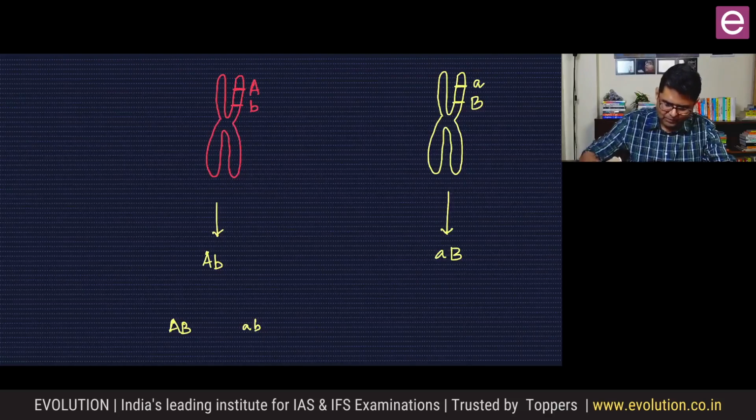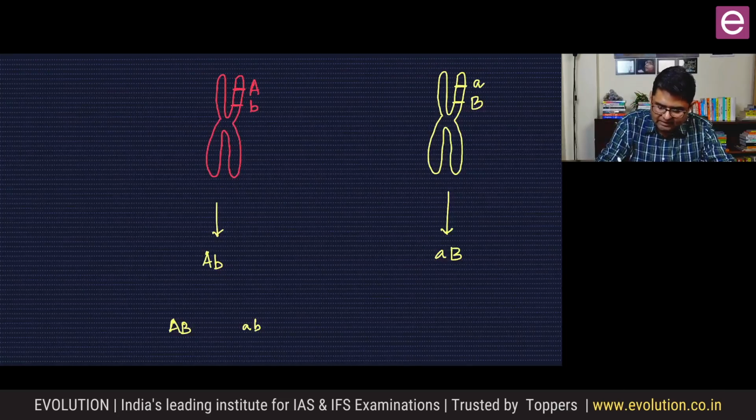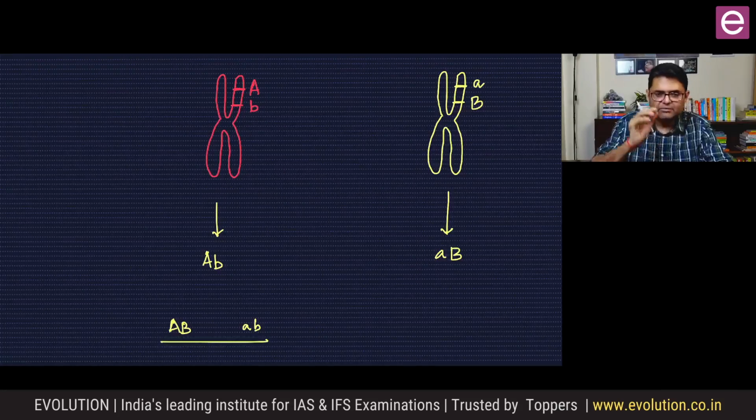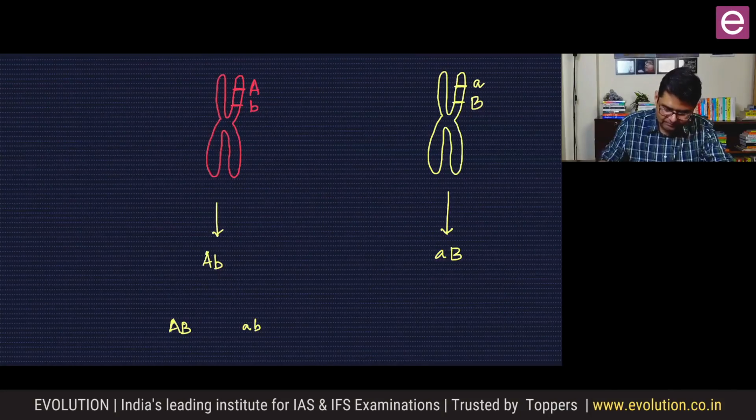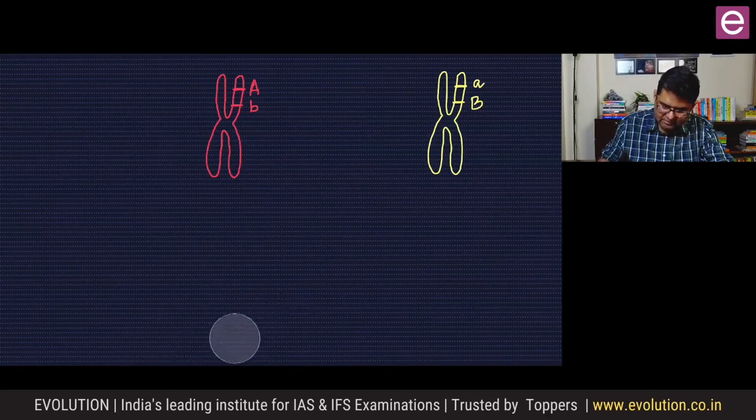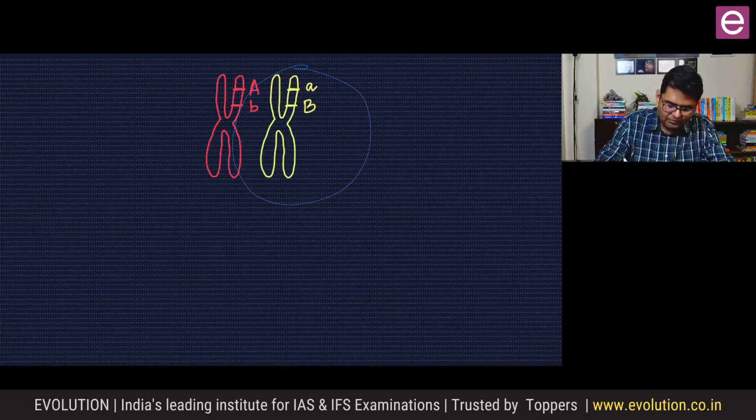Okay. So now they can still provide a chance to produce these gametes. But for this, crossing over has to take place. Now, what is crossing over? Here. In crossing over, what happens? Let me erase all of this. So, give me a moment.